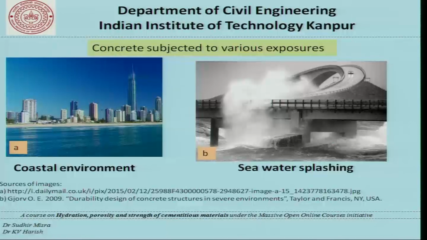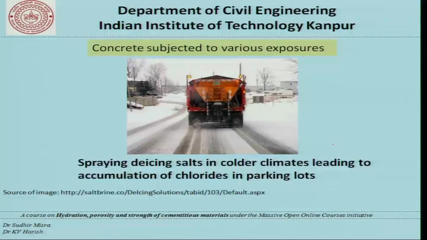This is another picture of a concrete structure subjected to seawater splashing, and this introduces penetration of chlorides on the one side, cyclic wetting and drying on the other, besides the structural loads that we talk about. Here is an application of de-icing salts in colder climates. What really happens is that you can see that the highway here or the road is covered with snow. Now, in order to make sure that the road is available for traffic, what is usually done is to spray salt on the snow to melt it away.